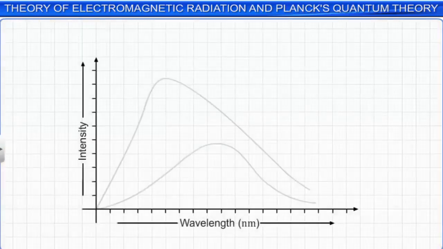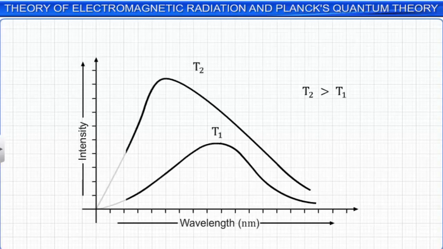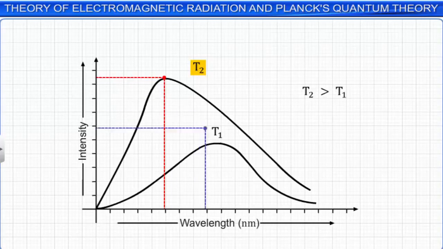From the graph shown here, it is visible that at a given temperature, the intensity of radiation emitted increases with decrease in wavelength, reaches a maximum value at a particular wavelength, and then starts decreasing with further decrease in wavelength. We have seen that at a given temperature, there is a wavelength at which the maximum intensity of radiation is emitted. But the position of this maximum intensity shifts towards higher wavelengths with decrease in temperature.